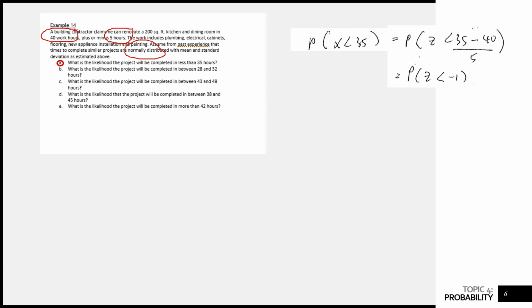Remember, random variable is a statement. X in this question is the amount of time or the time taken to complete the project. So A, how do you write that first? Yeah, probability that X is less than 35. This is the first step. Second step is you need to standardize 35 to convert it into Z. What do you need to do? 35 minus the mean, which is 40, divide by standard deviation, which is 5. Here. So you'll get a minus 1.